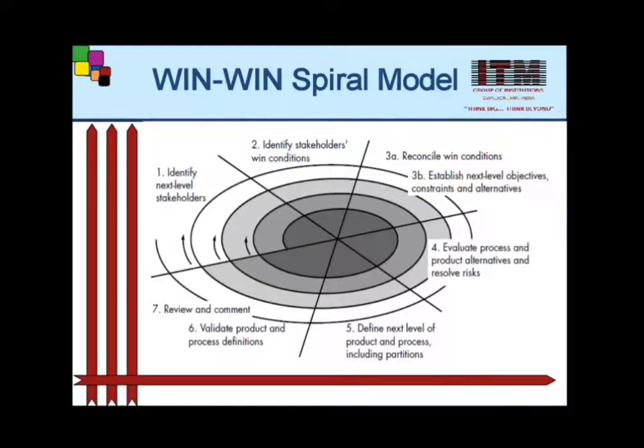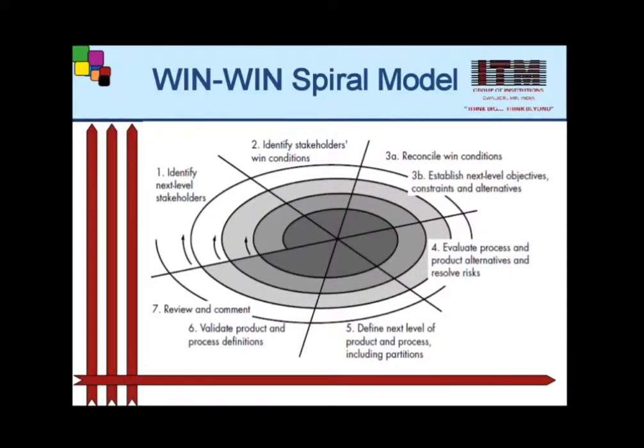And also here, in addition to the emphasis placed on early negotiation, the win-win spiral model introduces three process milestones which are called anchor points. Okay, and these anchor points help to establish the completion of one cycle around the spiral, and provide decision milestones before the software project proceeds. Now, the anchor points represent three different views of progress as the project traverses the spiral.